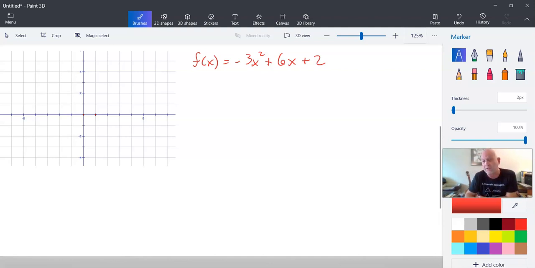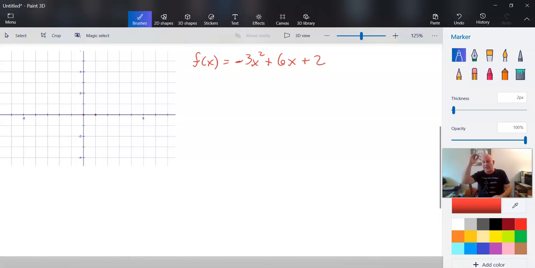So we want to graph this, and then we want to find its domain and range. Okay, so just some things to note right off the bat is I have a negative out in front. A is a negative number, which means that the parabola is going to be opening downward, right? Which means that the vertex is going to be a maximum point.